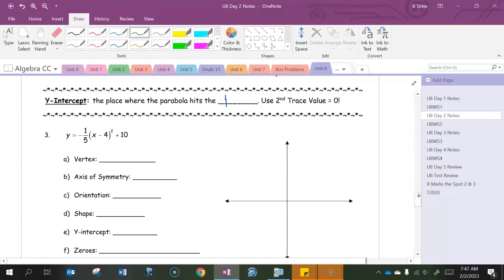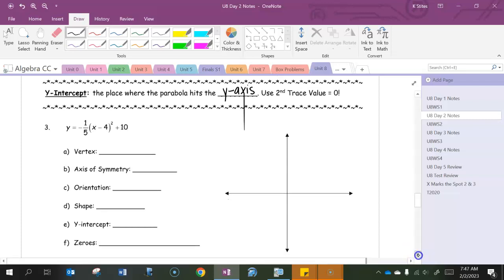All right, so the last new thing to teach you for today is about the y-intercept. So we know the y-intercept is where the graph hits the y-axis. And there's a really easy way to find this with your calculator. We're going to do second trace value, x equals 0. Okay, so I'll show you that in just a minute.